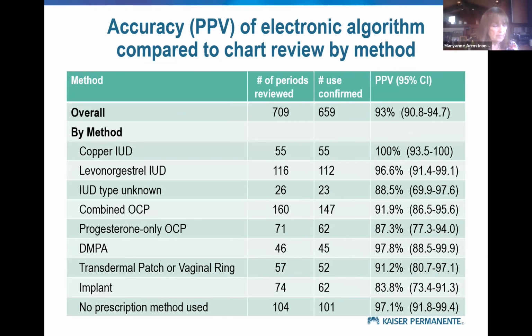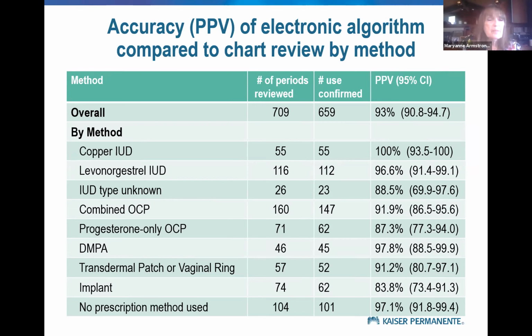Okay, and here are the results of the accuracy of the electronic algorithm compared to the chart review by method and overall. So first of all, for overall, there were a total of 709 periods of use that were reviewed. That includes the no prescription method used category. And of those, 659 were confirmed by the chart review. So that gives us a positive predictive value of 93%.